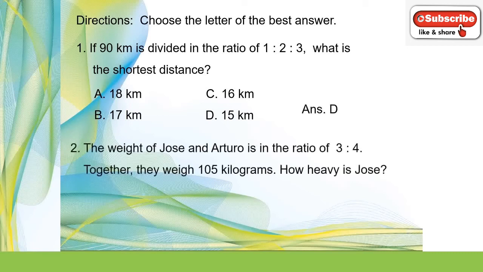Number 2. The weight of Jose and Arturo is in the ratio of 3:4. Together, they weigh 105 kilograms. How heavy is Jose? A. 45 kilograms, B. 55 kilograms, C. 60 kilograms, D. 65 kilograms. Write your answer now. Time is up. The correct answer is letter A.